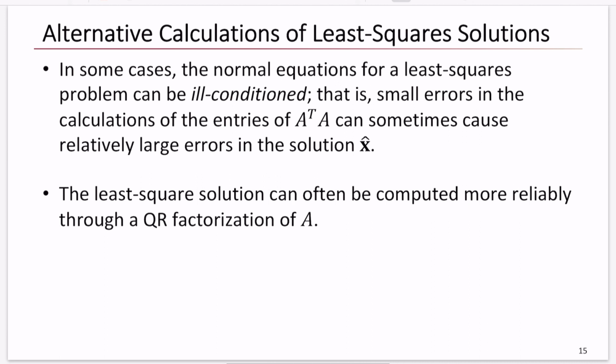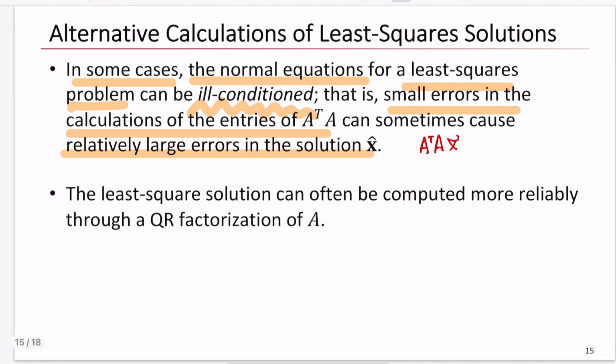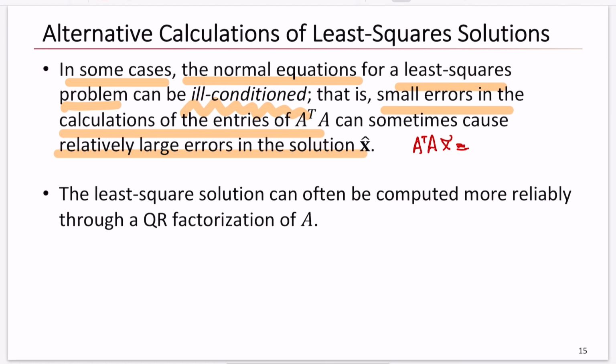And one more thing is that in some cases, numerically the least square problem can be ill-conditioned. That is, small errors in the calculation of the entries of A transpose A can sometimes cause relatively large errors in the solution x hat. Our numerical approach was A transpose A, which is a square matrix, times x equal to A transpose b.